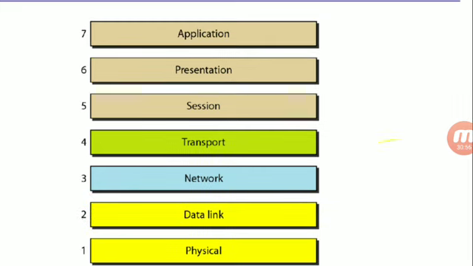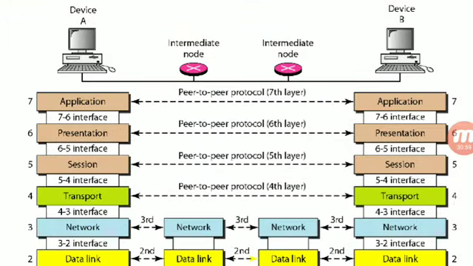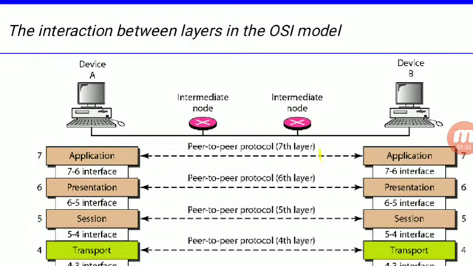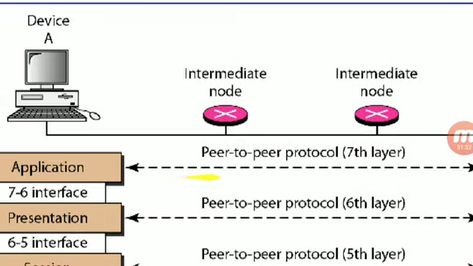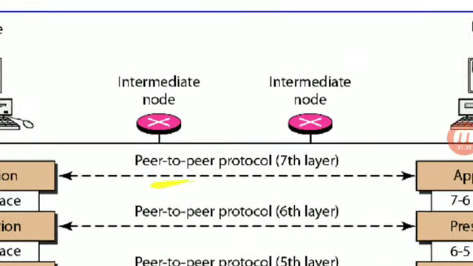This is how the communication takes place and the interaction between the layers of two different OSI models, two different devices. So device A will communicate with device B. The example shown here has intermediate nodes. The two pink nodes indicate that these are the intermediate nodes. These intermediate nodes may be switches or routers.